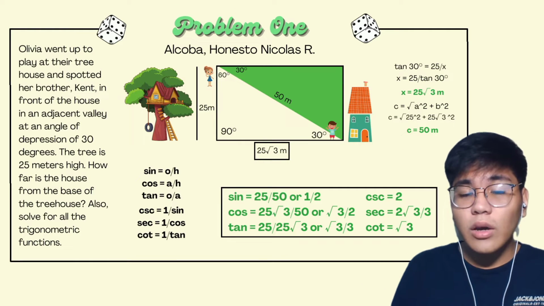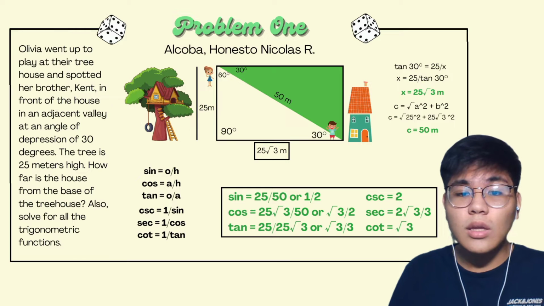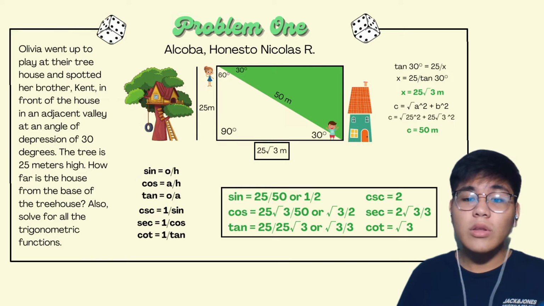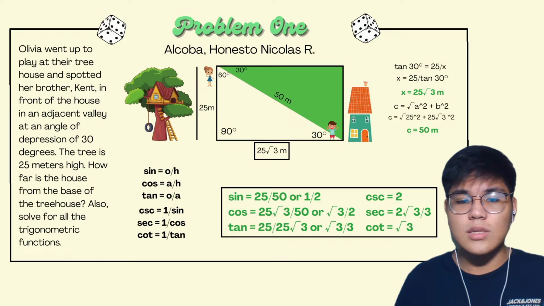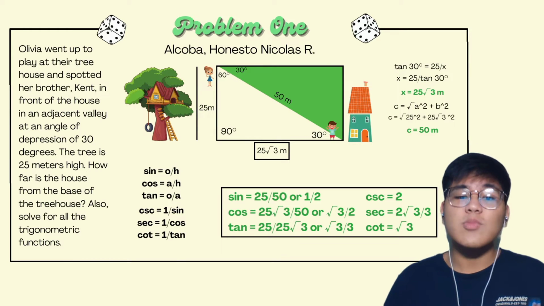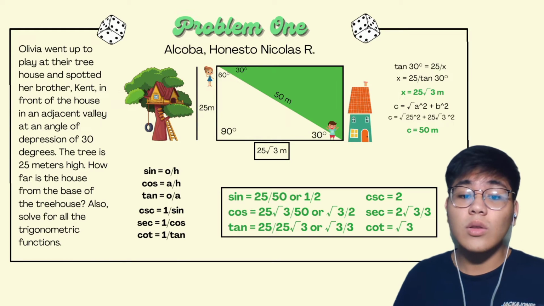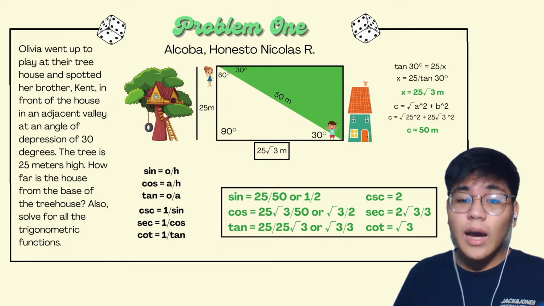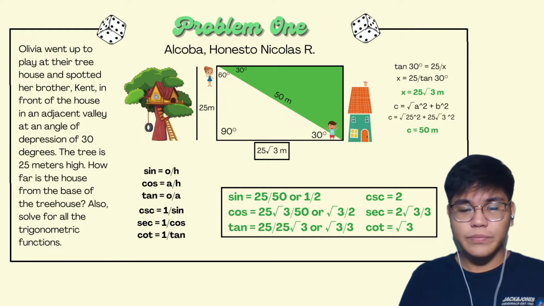And given that the other side where Kent is, the alternate interior angles are equal, so it is easy to say that 30 degrees is also equal to 30 degrees. Given that 90 degrees plus 60 degrees plus 30 degrees is equal to 180 degrees. So that is all the angles for this given triangle.